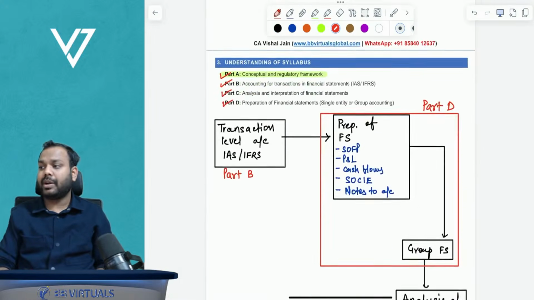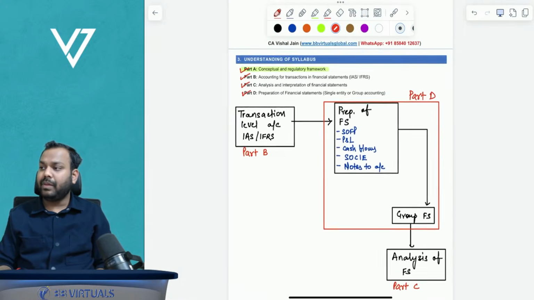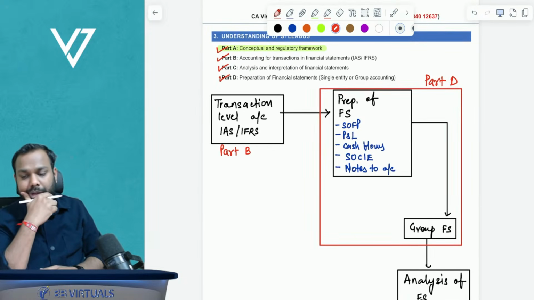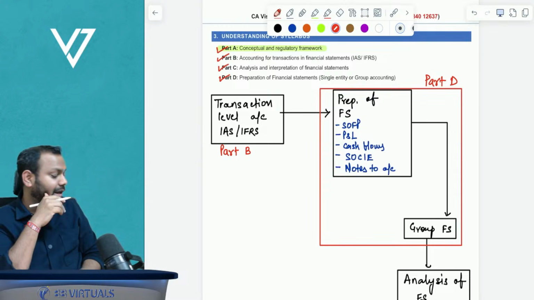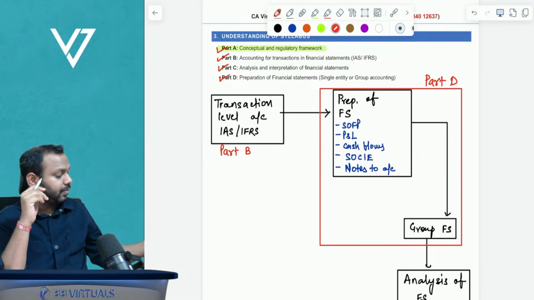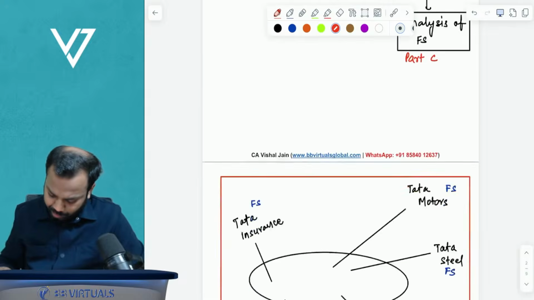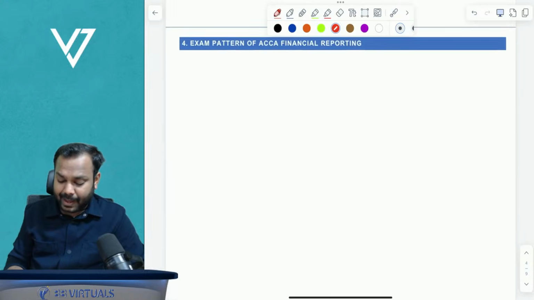I believe you have understood the syllabus of ACCA FR. Come on, guys, tell me, please. Is the syllabus of FR clear to all of you? Wonderful. Now, moving on to the exam pattern.